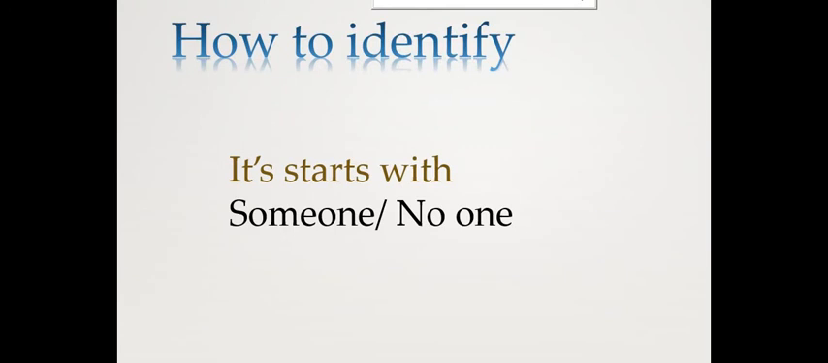Okay, how to identify a sentence in active voice which comes under the omitting the agent type. A sentence starts with someone or no one. From this type, we don't know who they are because we use someone or no one. So when we see these type of words at the beginning of the sentence, we can omit the agent.